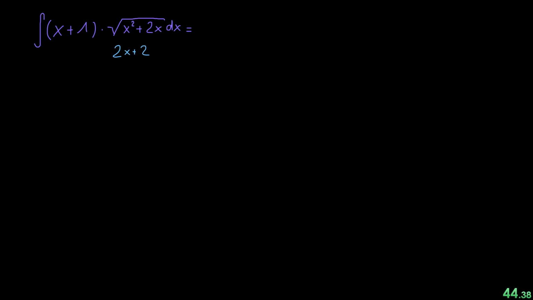So what I'm going to do is pretend that I have 2x plus 2 in the beginning. So we have 2x plus 2 times the square root of x squared plus 2x dx. And what I'm going to do now is a u substitution.